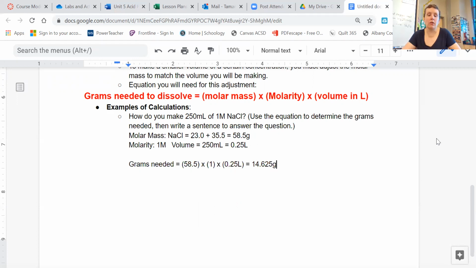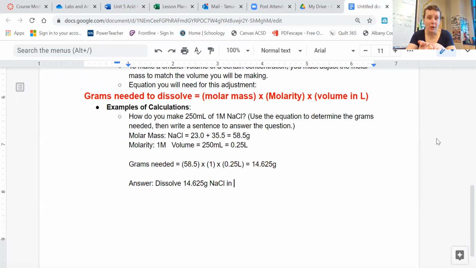But that's not answering the question. Okay, if I say, how do you make banana bread? You don't say 1 banana, right? You have to actually give me the steps to make the banana bread. Now that's a lot more complicated than this one, but we have to actually answer the question. So my answer is going to be dissolve 14.625 grams of NaCl, okay, 14.625 grams of our substance in a certain amount of water.